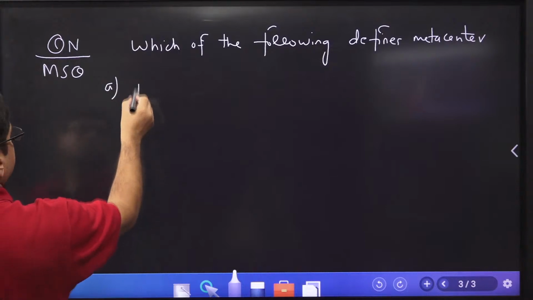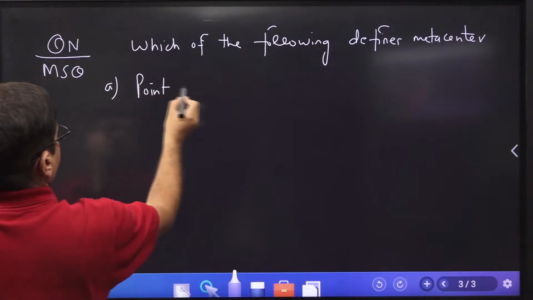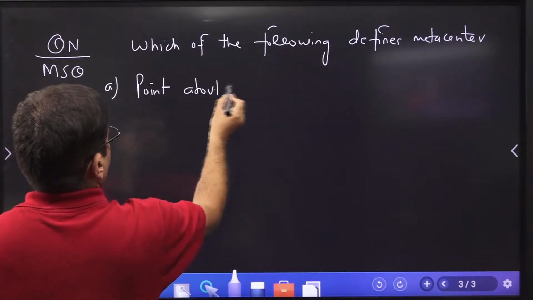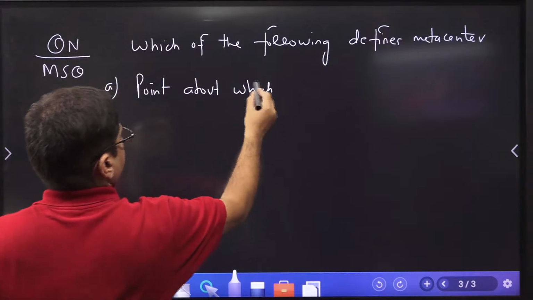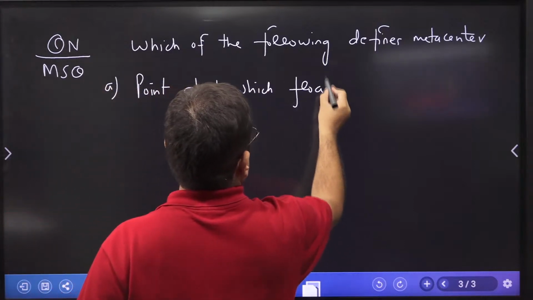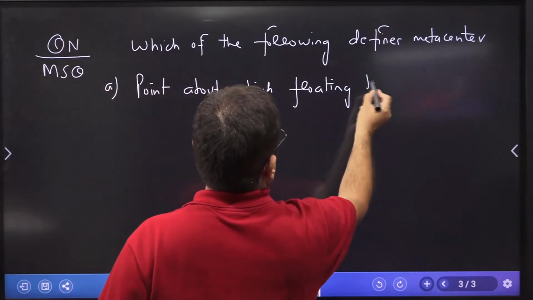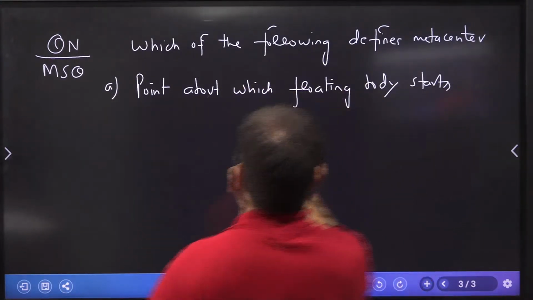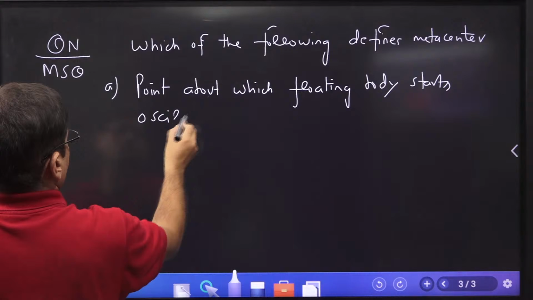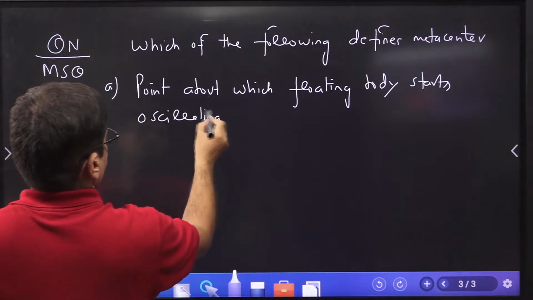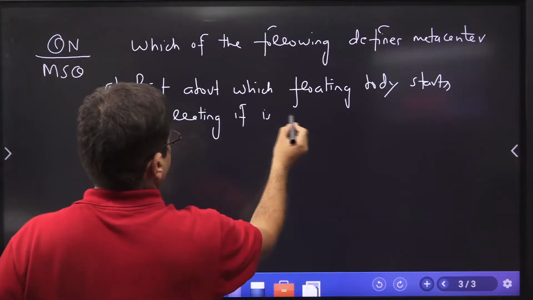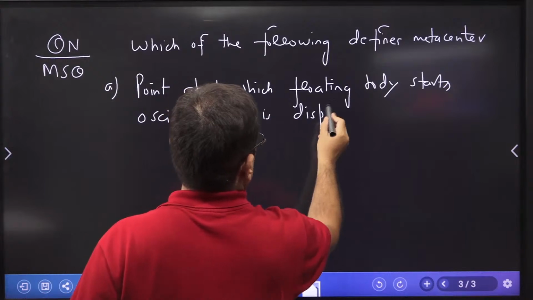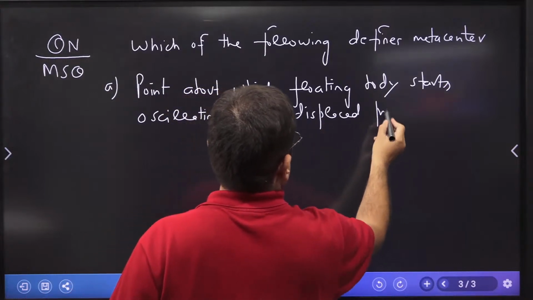A, the point about which a floating body starts oscillating if it is displaced from the mean position.